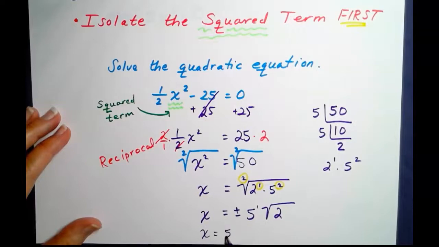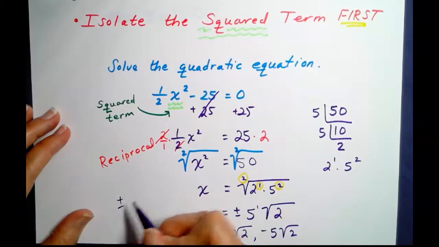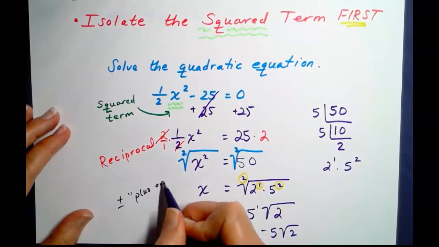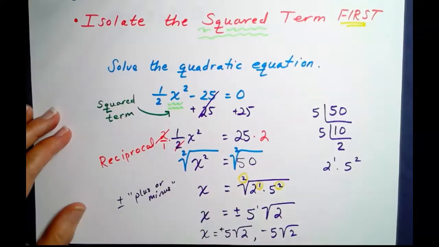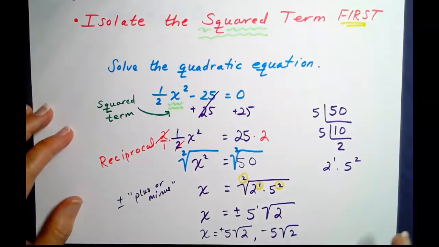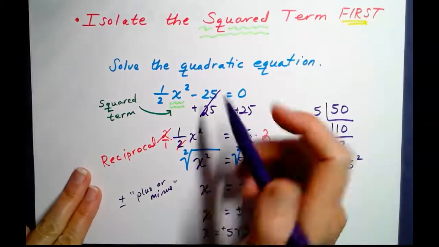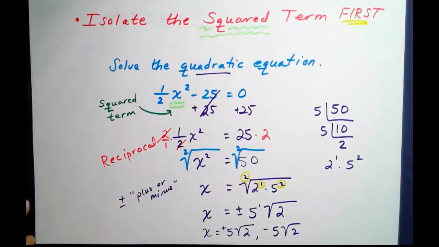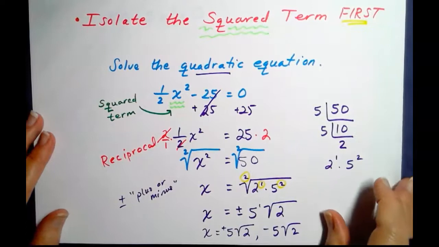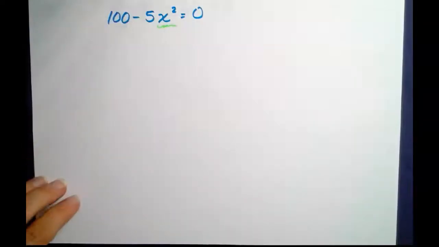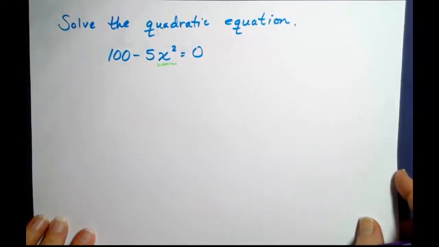X equals 5 square root 2, positive 5 square root 2, as well as negative 5 square root 2. You can denote that very easily with the plus or minus sign. That's what that little sign means. It means plus or minus, or positive or negative. But how many answers did we just get? 2. We got 2 answers because this is a quadratic equation. In our next lesson, we're going to see how these answers relate to the graph. But we shall keep going with a few more examples.